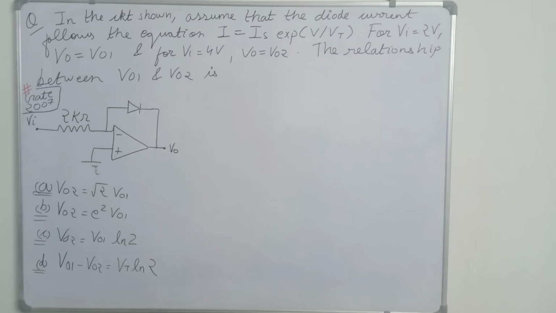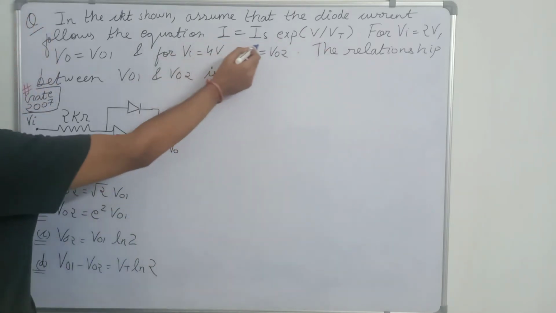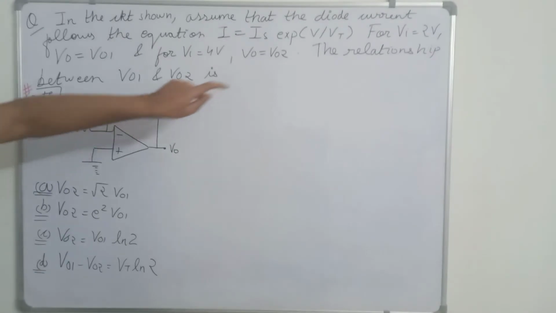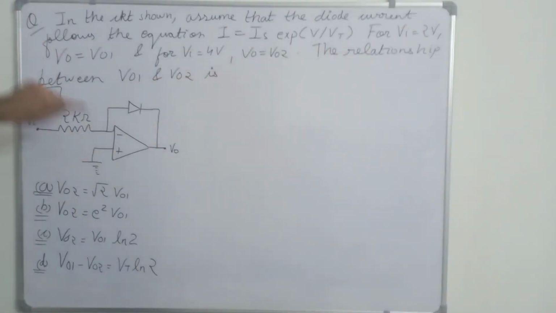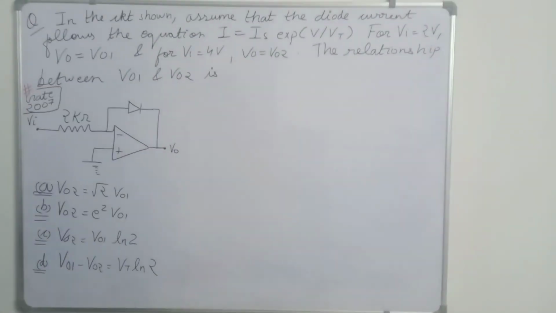So this is a question from GATE 2007, and here we are given a circuit consisting of an op amp and a diode, and the diode current follows the equation I equal to Is exponential of V upon Vt. For Vinput equal to 2 volt, V naught is equal to V01, and for Vinput equal to 4 volt, V naught is equal to V02. We have to find the relationship between V01 and V02.